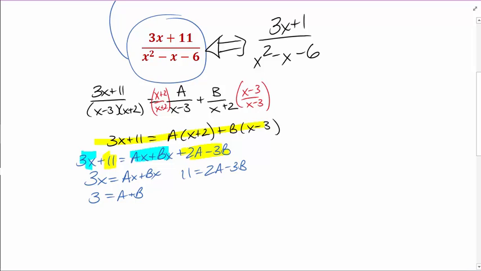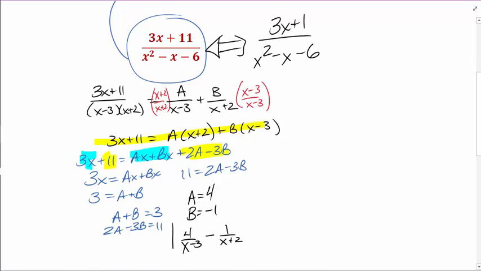I now have two equations with two unknowns. I'll rewrite these so that they're in nice standard form. a plus b equals 3. 2a minus 3b equals 11. I can solve this using a matrix. I can solve this using elimination. I can solve this using substitution. I get two values. I get an a value of 4. I get a b value of negative 1. And then I could rewrite my initial problem by plugging in a. So I get 4 over x minus 3 minus 1 over x plus 2, which is equivalent to the 3x plus 11 over the x minus 3, x plus 2.